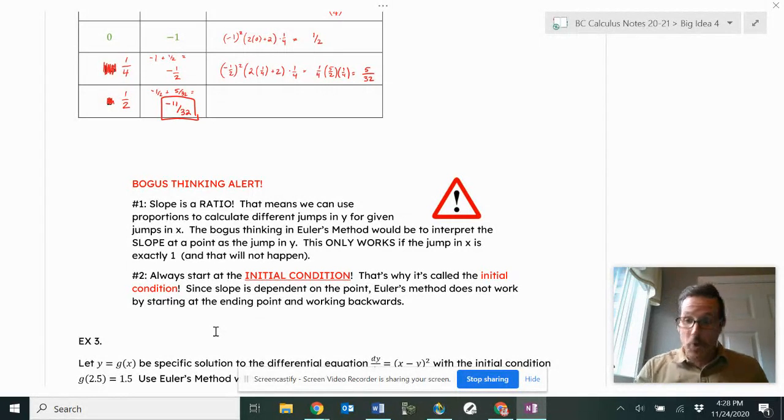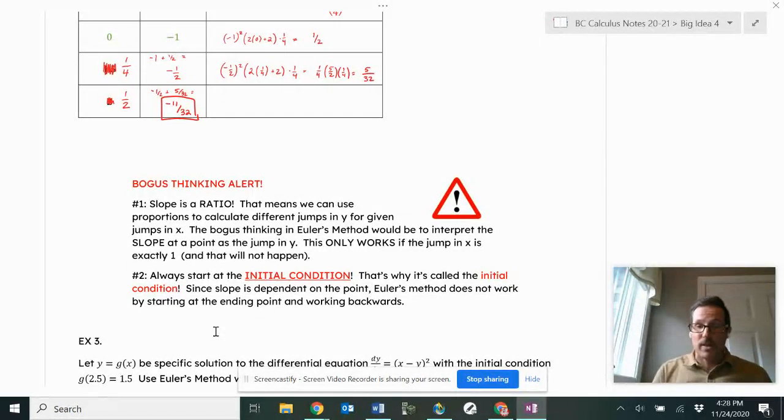But what if you only run a third? Then you only rise 2/3. That's what it means to be a proportion. So the change in y is a proportion of the slope. It's not the slope. If you equate dy and slope, you're doing it wrong. That's bogus thinking. Don't do that.